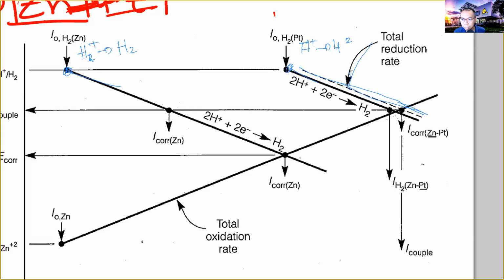reduction rate. And we intersect that with your total oxidation rate. And since oxidation only happens at the zinc surface, dito lang siya. And we get their corrosion, your corrosion current. Corrosion happens at this point with current na ganito kalaki and potential na ganito kalaki.